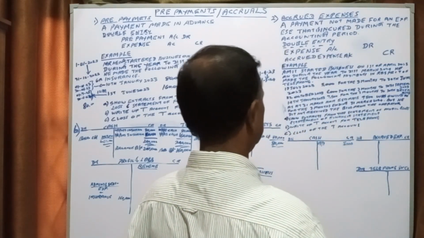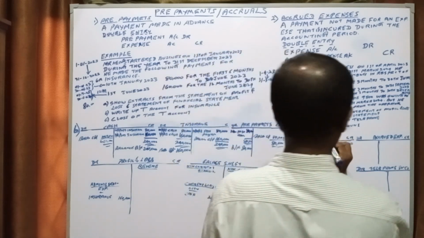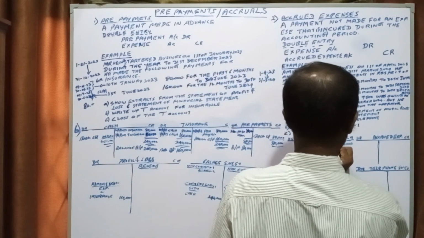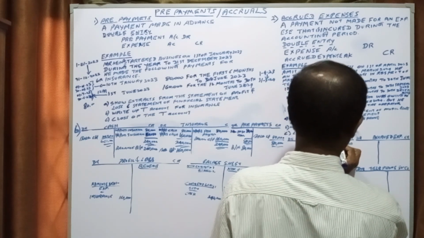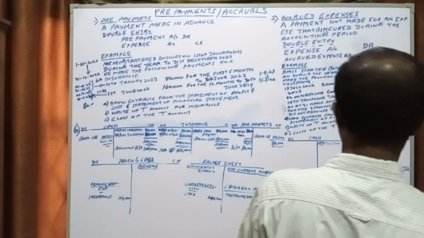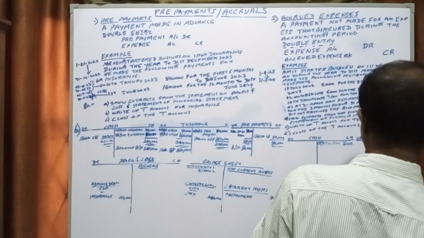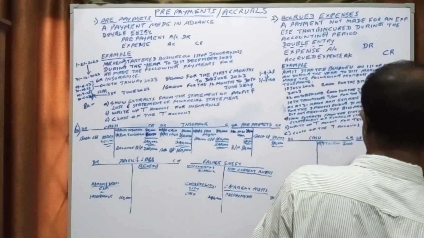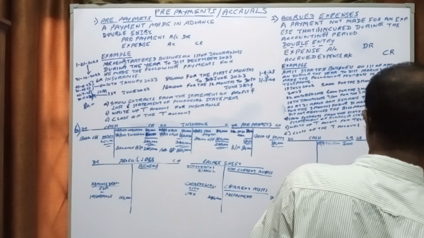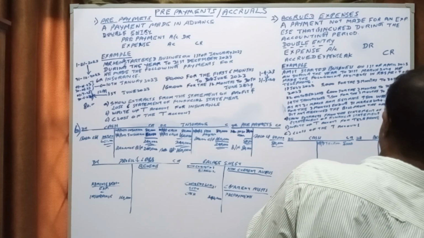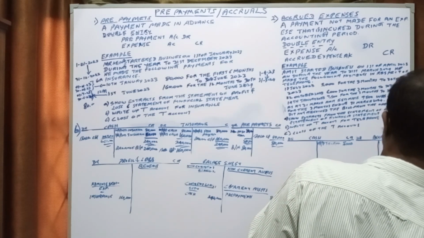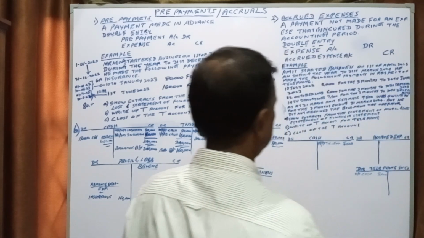5,000 paid for telephone charges. In telephone charges, 18th July, cash 5,000. I paid. Okay.